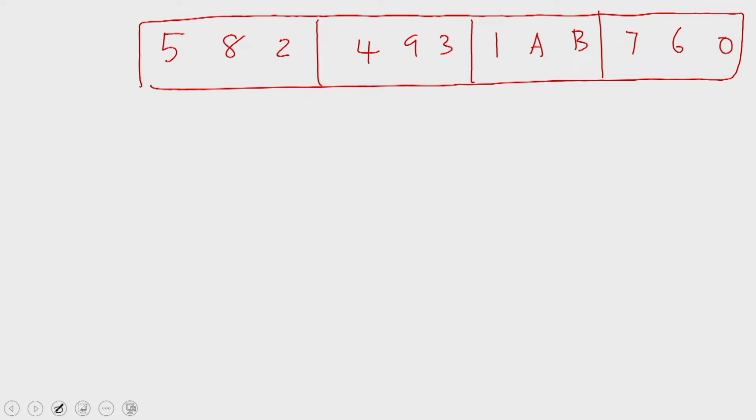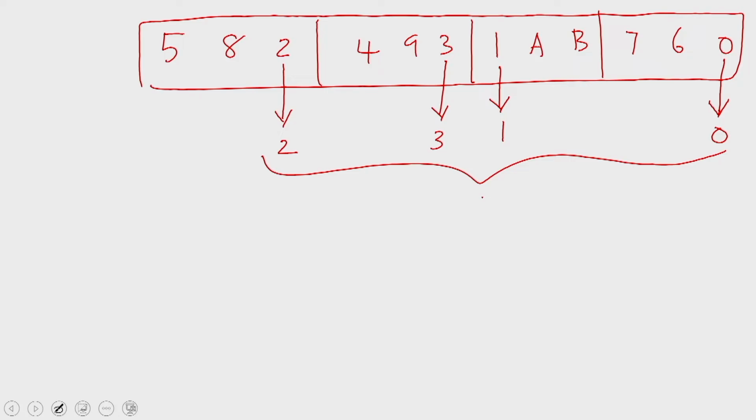The smallest element within the first segment, which is 5, 8 and 2, is 2. The smallest element in the second segment, which contains 4, 9 and 3, is 3. The smallest element in the third segment, which contains 1, A and B, is 1. And the smallest element in the fourth segment is 0. So, the original instance of size 12 has now reduced to an instance of size 4. If you find the smallest of these 4 elements, you would have the answer for the global problem.